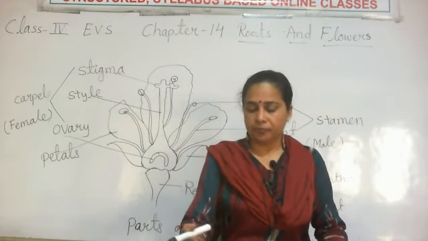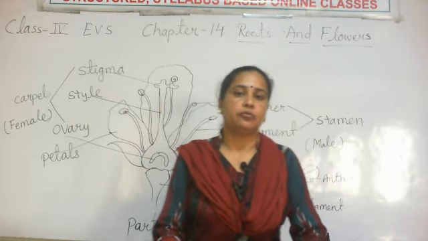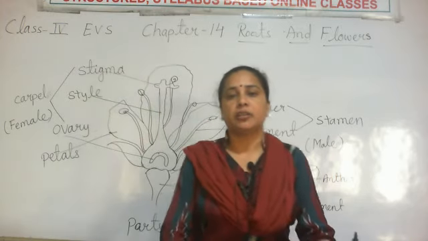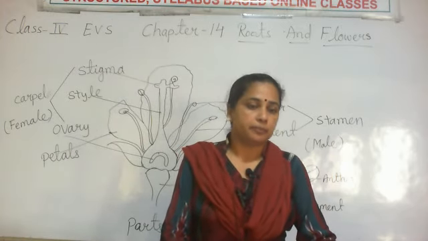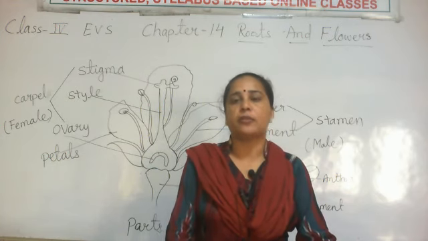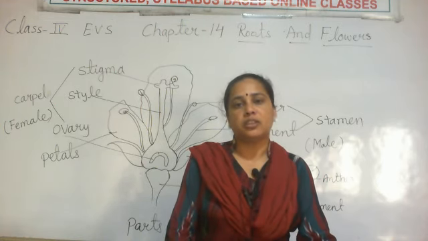Now students, at present we continue our chapter number 14. What is the name of the chapter? That is Roots and Flowers. In this chapter I already explained to you about the two types of systems that are found in plants. First is the root system, the second one is the shoot system.